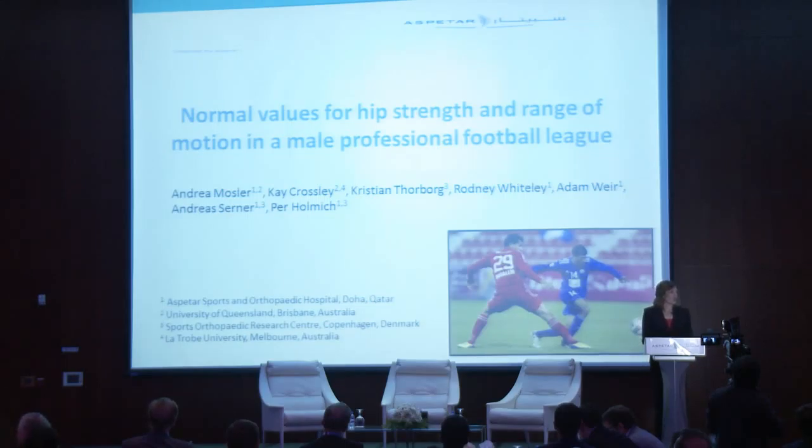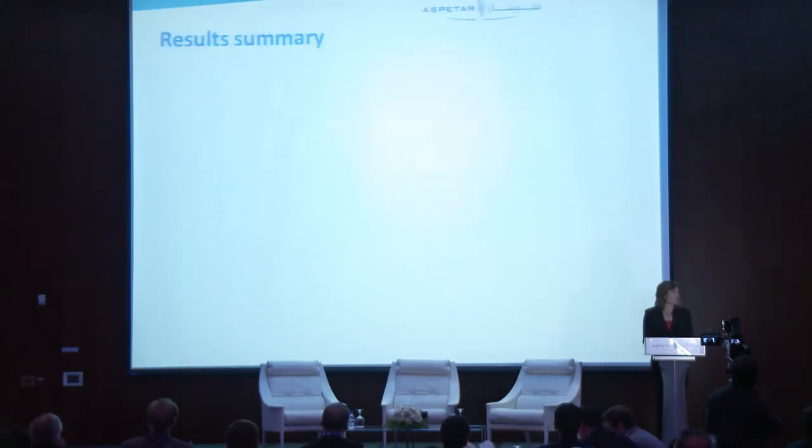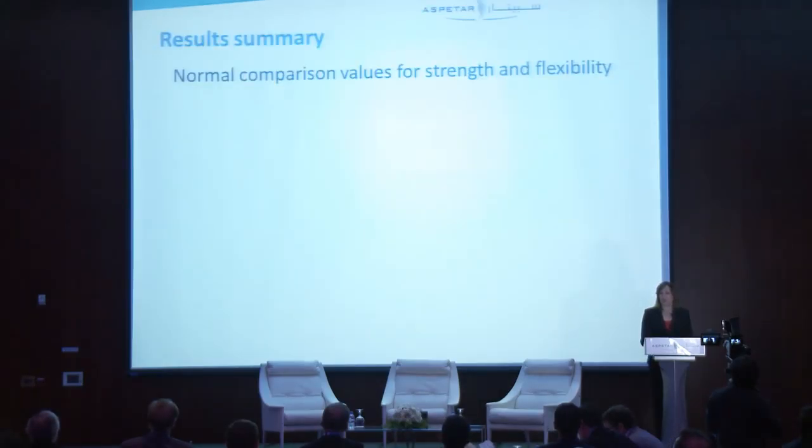So we've just submitted this paper towards the end of last year, where we've taken out all of the athletes that presented with pain. So this is the asymptomatic cohort of footballers. And we've been able to accumulate all the results to provide some normal values that can be compared across professional footballers across the world, but particularly in our cohort. So what we've been able to obtain from this information, we now have a normal range of values for both strength and range of motion.